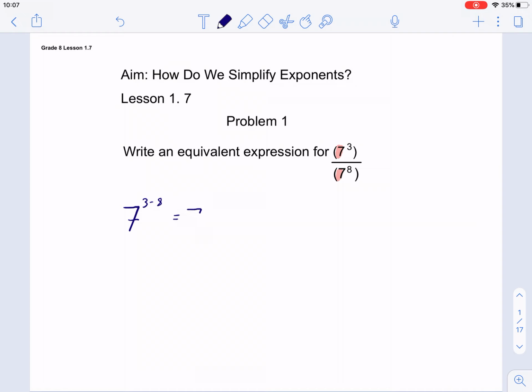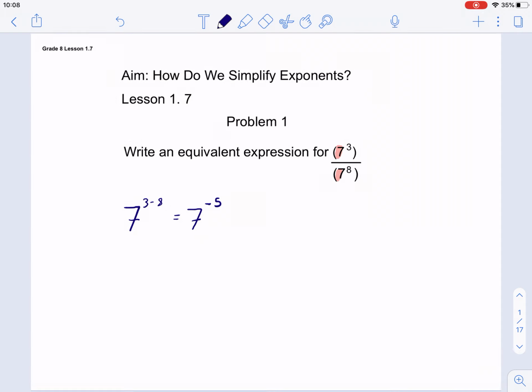When I simplify that, the 7 stays. 3 minus 8 is negative 5. So I have 7 to the negative 5th power. Now we never want to have an expression with a negative exponent. So whenever we get a negative exponent, we need to turn it into a positive exponent. To turn a negative exponent into a positive exponent, we are going to have to move it from the numerator to the denominator, or from the denominator to the numerator.